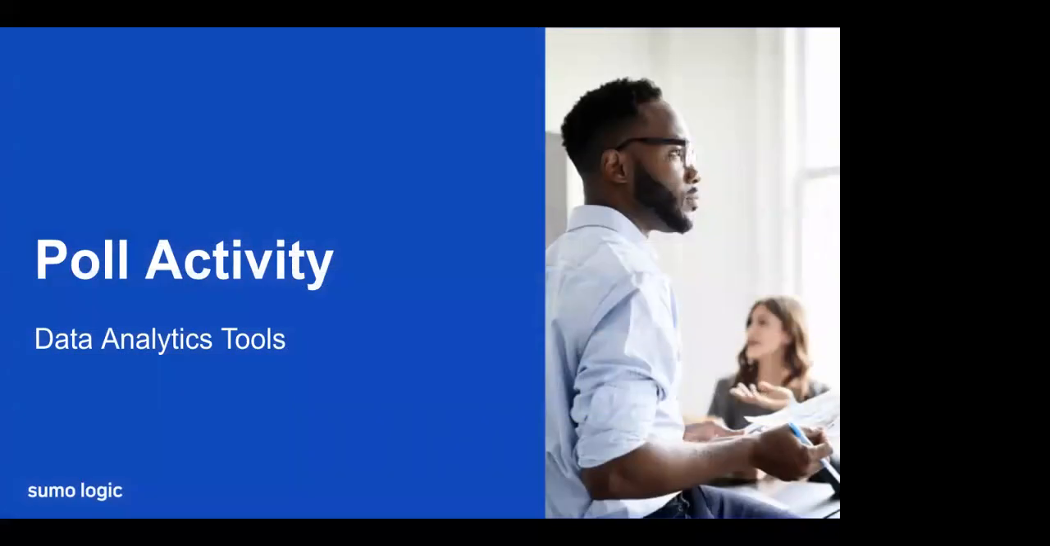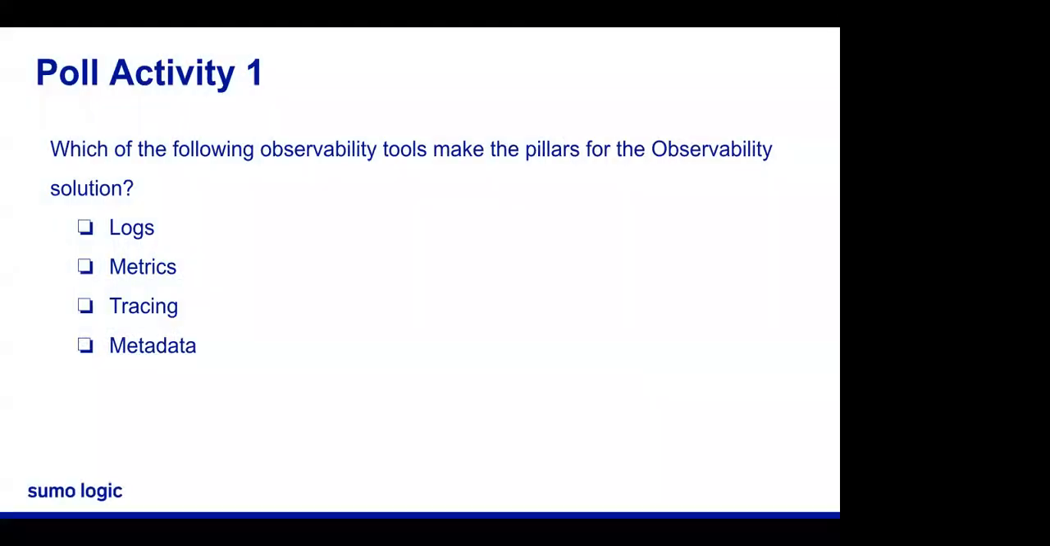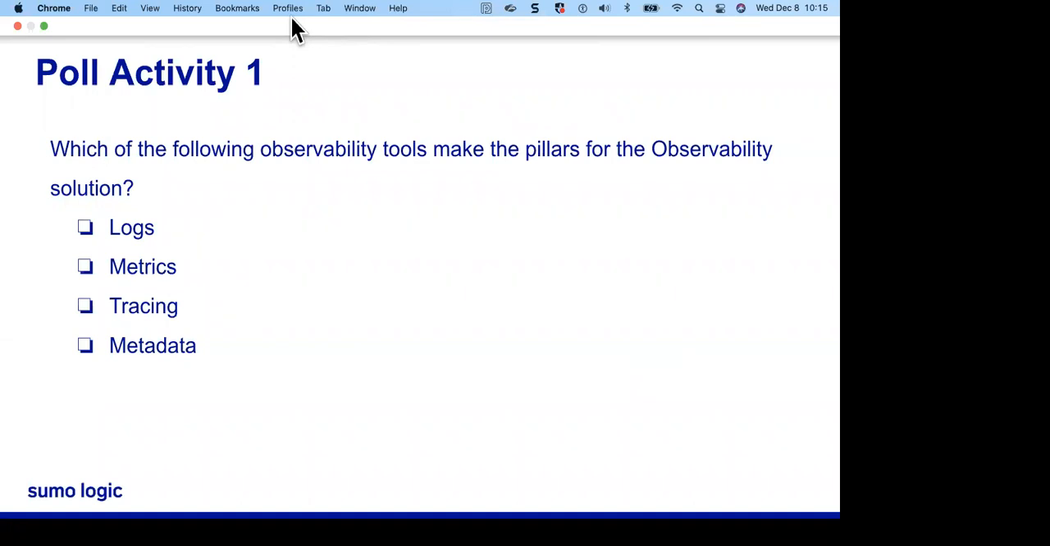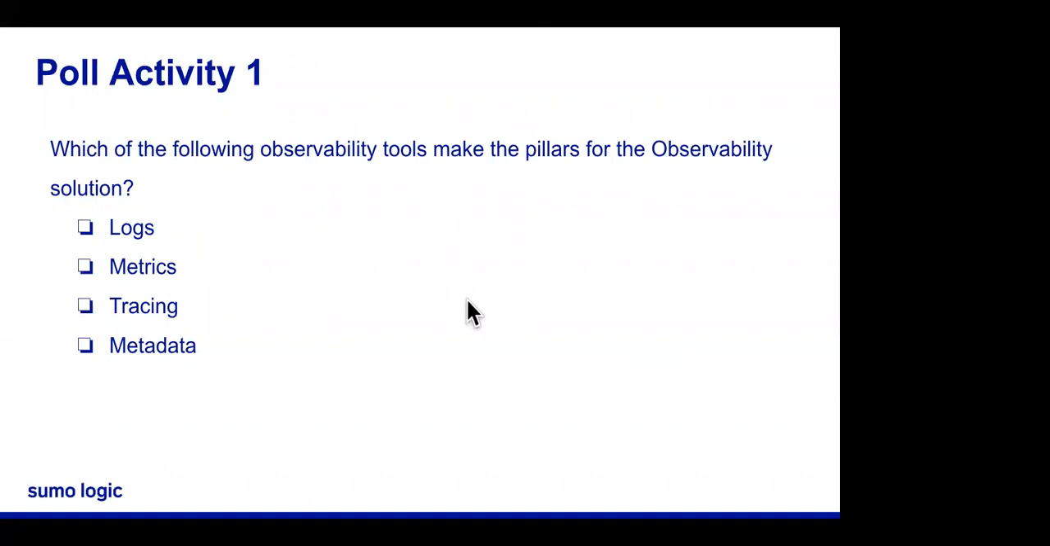All right. Got a little poll activity. We're going to ask you two questions here. One question is a review of what we talked about. The other question is going to lead you to our next topic. So, poll activity number one. Which of the following observability tools make the pillars for the observability solution? Feel free to type it in the chat box or unmute your mic and just blurt it out. Let me also enable everybody's mic.